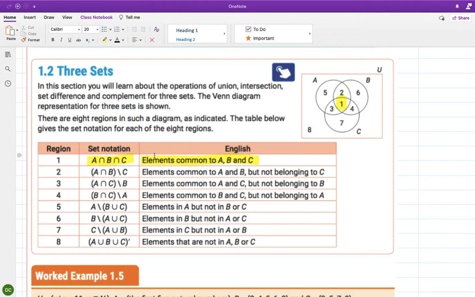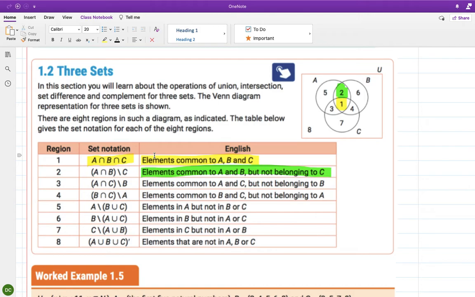Next one there, number 2, up here, okay? If you look here, number 2 there is the intersection of set A and B. Can you see? If you look at that green bit, that's where the A and B circles overlap. Okay, but it doesn't include C. So in that section, we would put elements that are in A and B, but not in C.